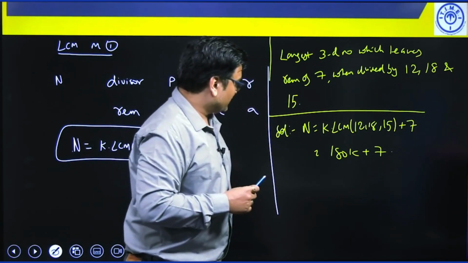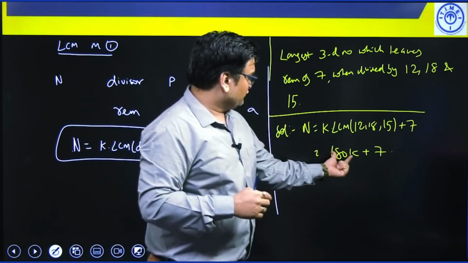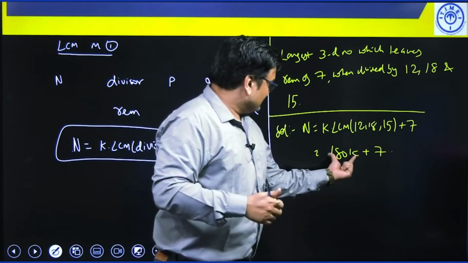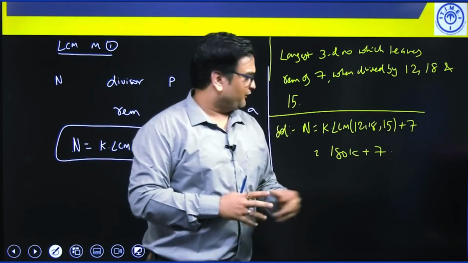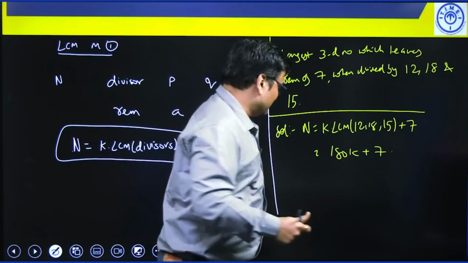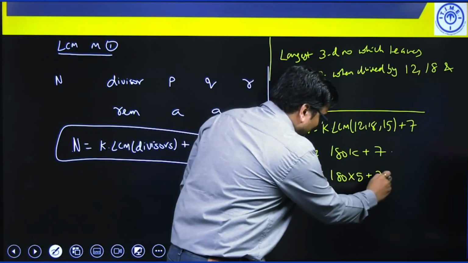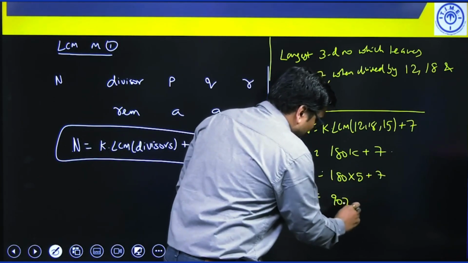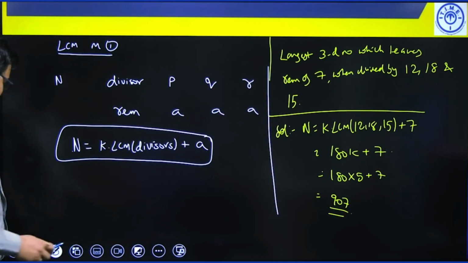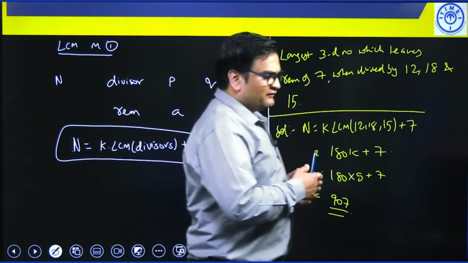k equal to 4, 720 plus 7, 727. I think there is still some leeway to go forward. There is some more headroom that we have here. Let's try k equal to 5. 900 plus 7, 907. Very, very close. k equal to 6, 180 into 6 is 1080, it will become a 4-digit number. Hence, I can only put k as 5, and hence my answer is going to be 907. So 907 is the largest 3-digit number which satisfies the given conditions. So this is your model 1 problem.